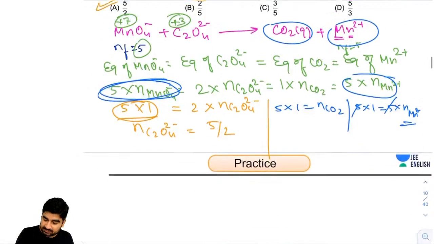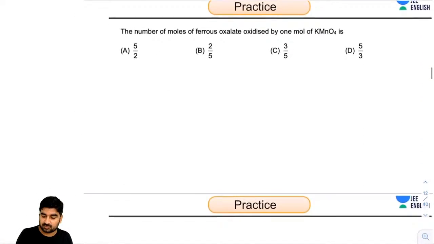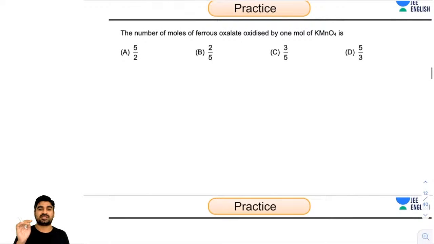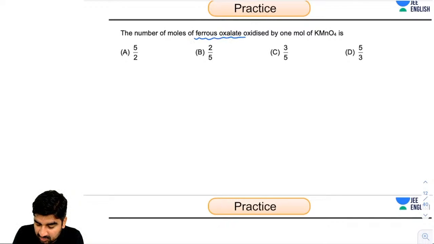So now let's move to the next problem. Do this one. And don't worry, I will be giving you sufficient time, guys. Yes, Nitish, Amy, everyone, solve it, guys. Be fast. This time you are given ferrous oxalate.